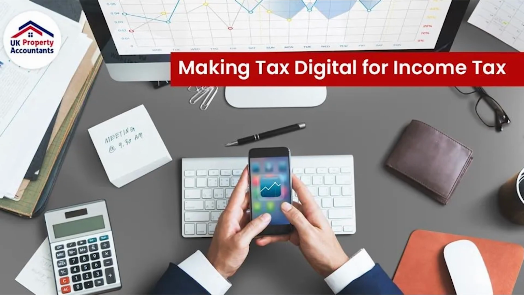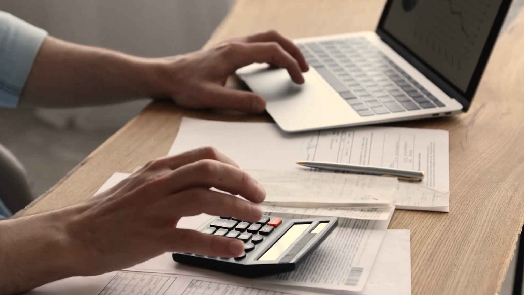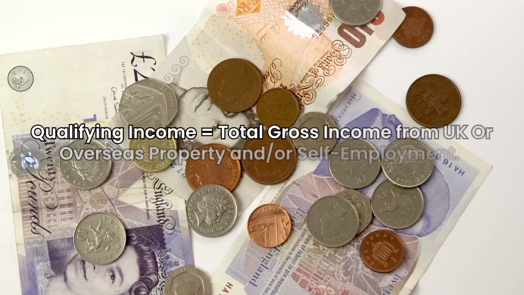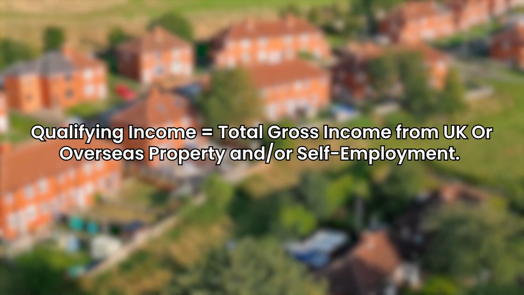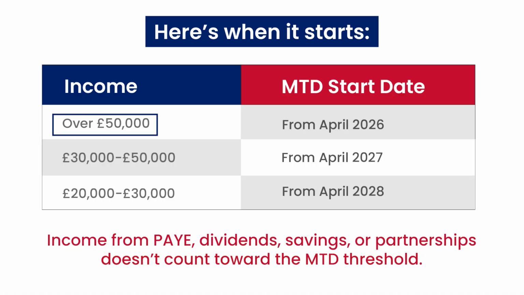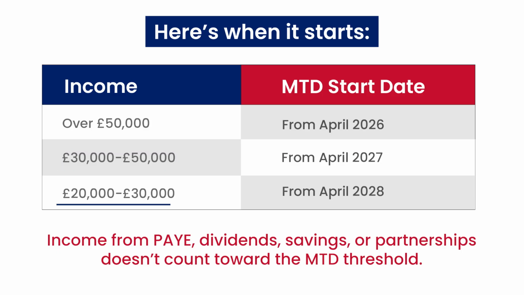MTD for Income Tax Self-Assessment is being rolled out gradually, depending on your qualifying income. That's your total gross income from UK or overseas property and/or self-employment. Here's when it starts. Over £50,000 from April 2026, £30,000 to £50,000 from April 2027, £20,000 to £30,000 from April 2028. Income from PAYE, dividends, savings, or partnerships doesn't count toward the MTD threshold.